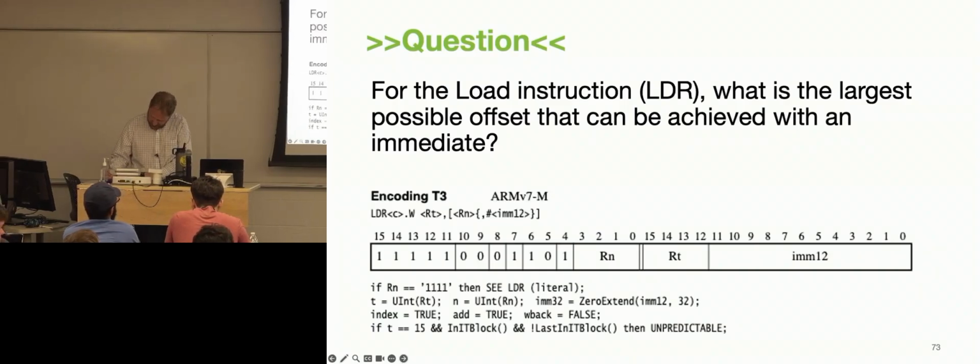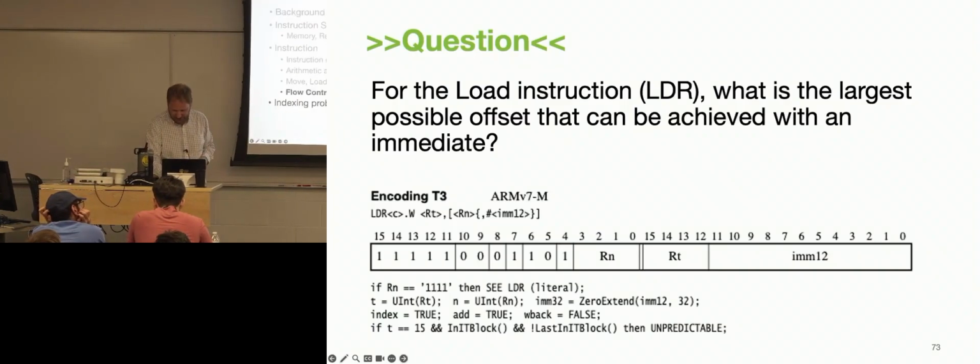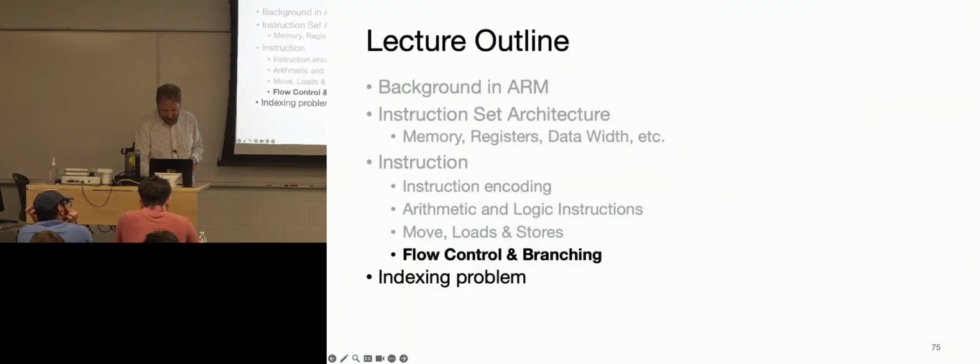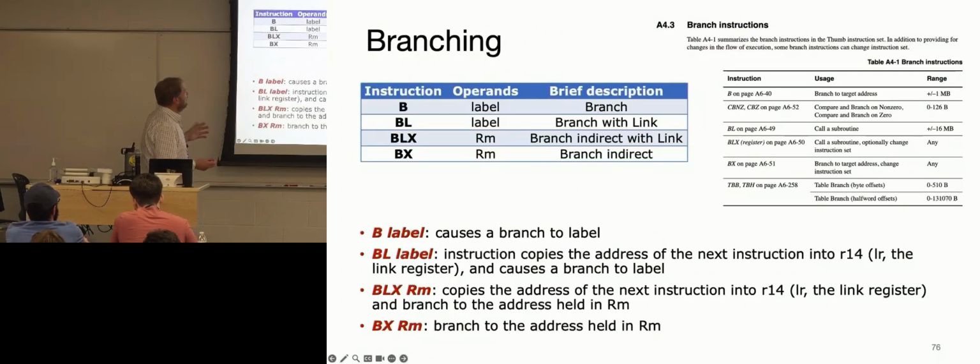Negative coding. Okay. How much can we get through? We're well behind. Let's just do branching and get out of here. We can do that very fast. What do you want to know?